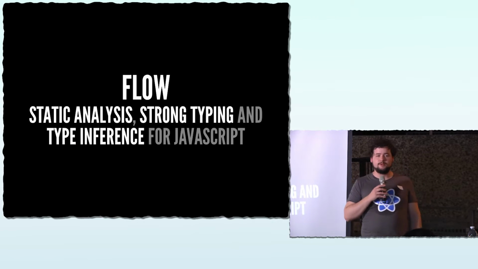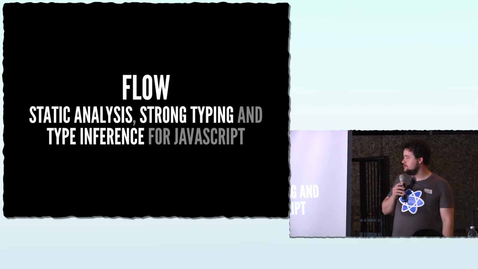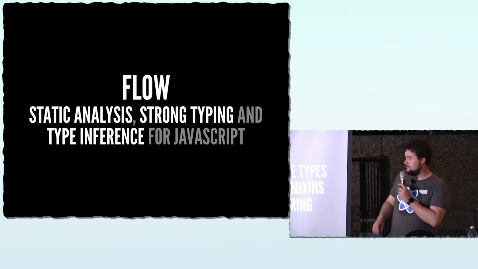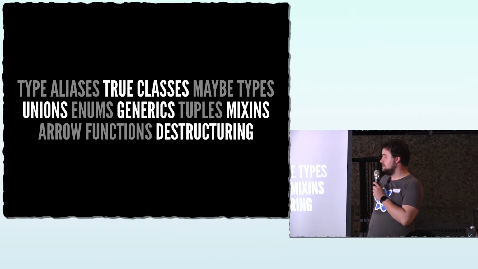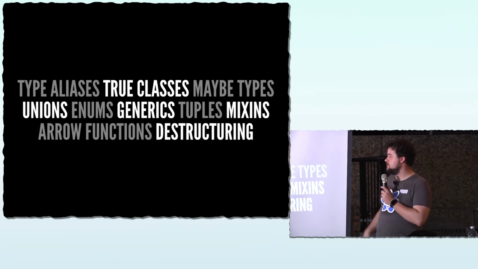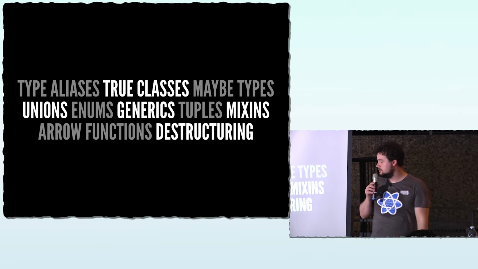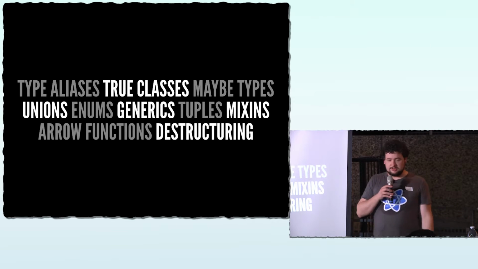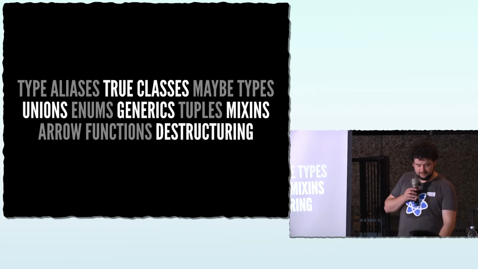At Facebook, we've developed a tool called Flow, which allows you to add strong typing and type inference and static analysis to JavaScript. And it really just finds just as many errors in your types as a compiler will. So Flow offers you type aliases, true classes, maybe types, which is the same as optionals, unions, enums, generics, tuples, mixins, arrow functions, which are blocks or lambda functions, and object destructuring. So it's a really powerful type engine.